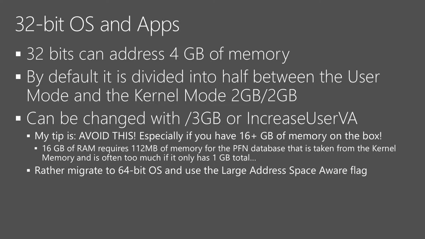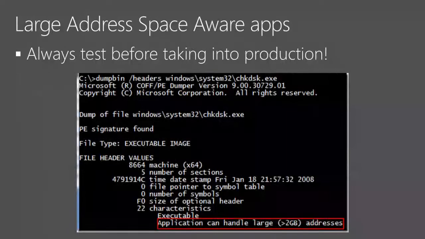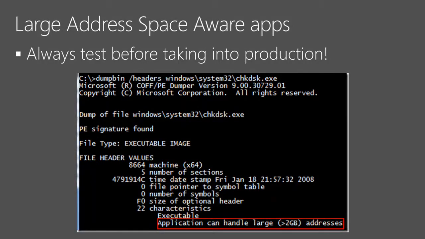And if you think you only now have 1 gig of memory for your kernel, because you used the 3GB switch, for example, that's a huge amount, over 10% of your memory only to actually address the memory before it can be used. What you should do is migrate to a 64-bit OS and use what's called the large address space aware flag, which by Microsoft's official statement is relatively safe to use.